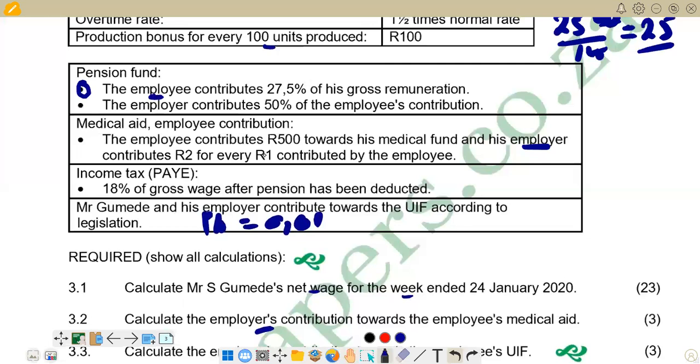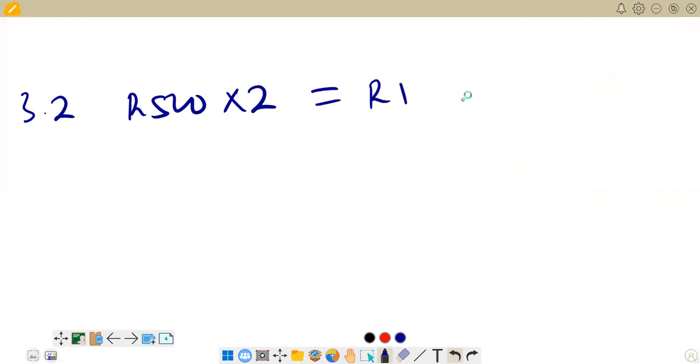So what does it mean? It means the amount that we have for the employee, we multiply by 2. That's what it means. So it's saying 500 times 2. So this is now 3.2. So basically what we are saying is, the 500 rands that you are given, we multiply by 2. Then we get our 1,000. So this is the employer contribution. Then we are going to 3.3 and see what it is saying.